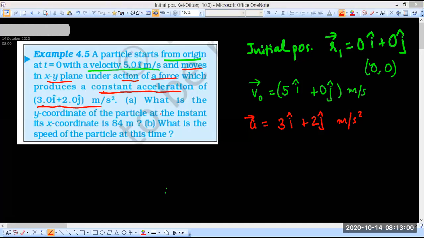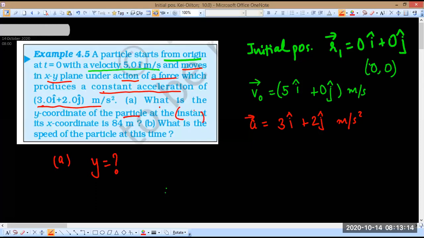Now, what is the y coordinate? What is the y coordinate of the particle? So the first question says, what is the y coordinate? Okay, at the instant, meaning at the time, when its x coordinate is 84 meter.